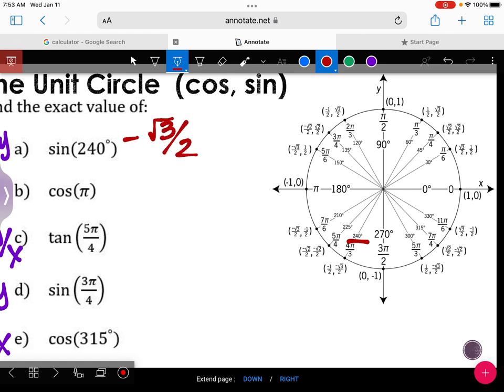The cosine of 180, or pi, and 180 are the same. So the cosine is the x value, so that would be -1. Who had -1? I'm going to do C last, since that's the one that we have to do keep, change, flip for. 3 pi over 4. So 3 pi over 4 is here. And we need the y value because it's asking for the sine. And that's positive square root of 2 over 2.